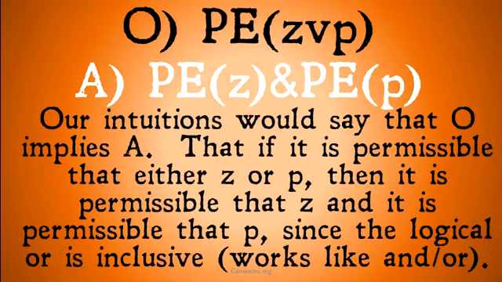So our intuitions would say that O implies A, that if it's permissible that either Z or P, or both, remembering that disjunction in logic is always inclusive, our or always works like an and/or, then it's permissible that Z and it's permissible that P. So basically, if you're allowed to either go to the zoo, the park, or both, it seems that you're both permitted to go to the zoo and permitted to go to the park.